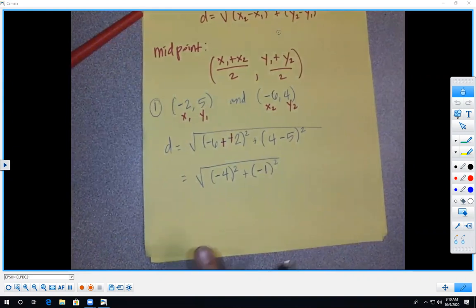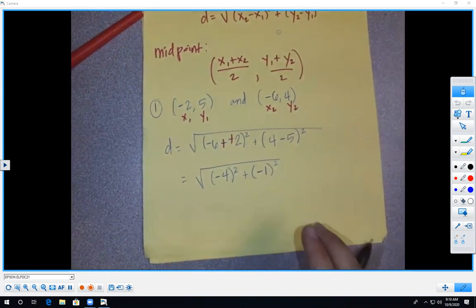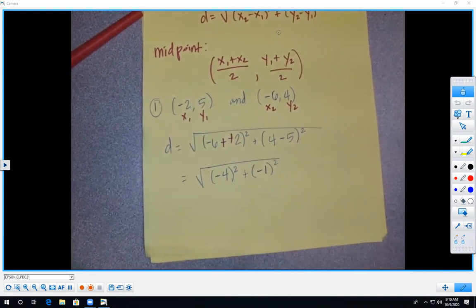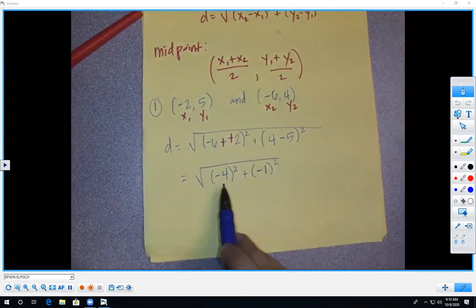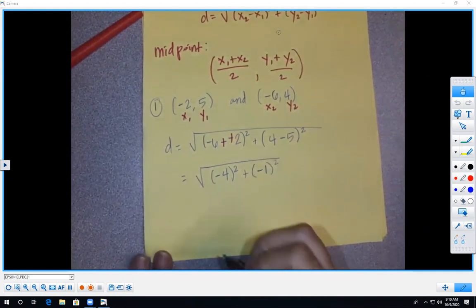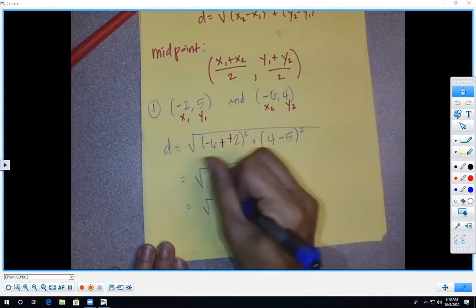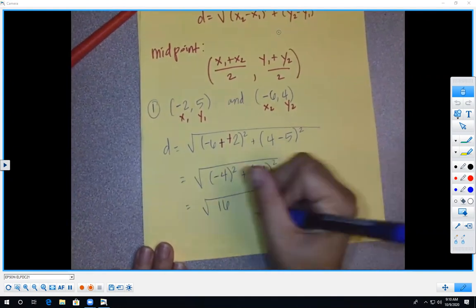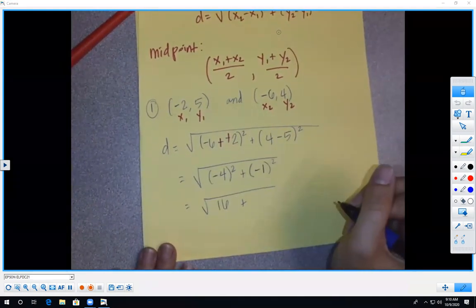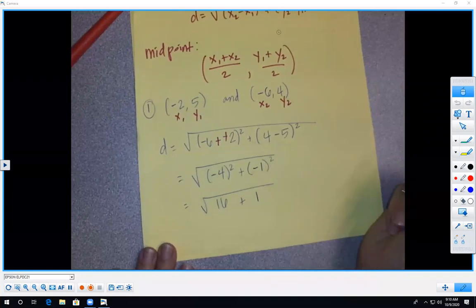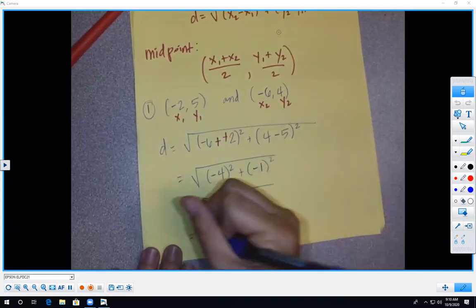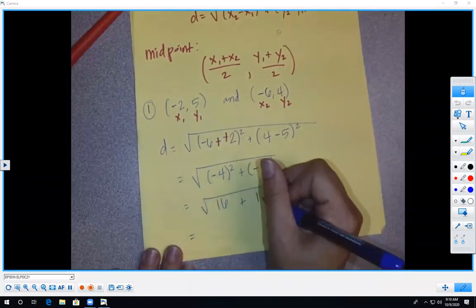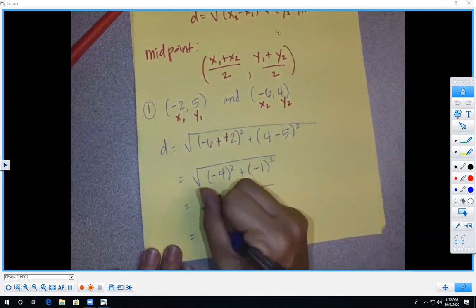Now I need to square each of these, add them together, and then take the square root. When you square a negative number, what happens to it? It turns positive. So you're going to end up with positive numbers inside the square root every time, no matter what. So -4 squared is 16, -1 squared is 1, and 16 plus 1 is 17.